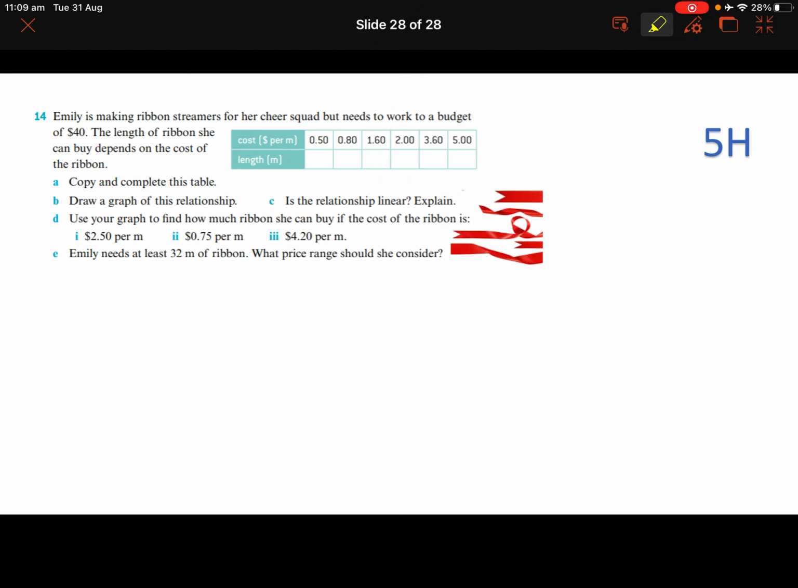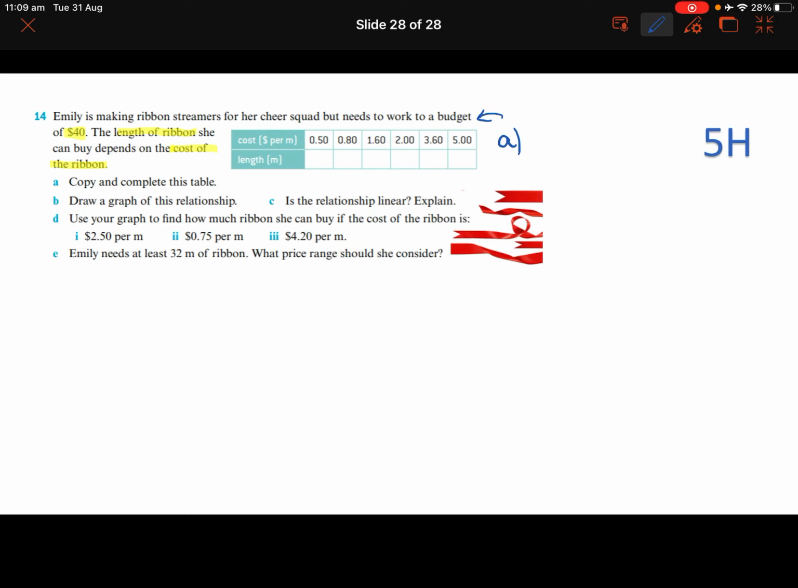Emily is making ribbon streamers for her cheer squad, but needs to work to a budget of $40. The length of ribbon she can buy depends on the cost of the ribbon. So A, copy and complete this table. Now, I'm not going to do that, so I'm going to put A over here and fill in this table. So she has $40 to work with.